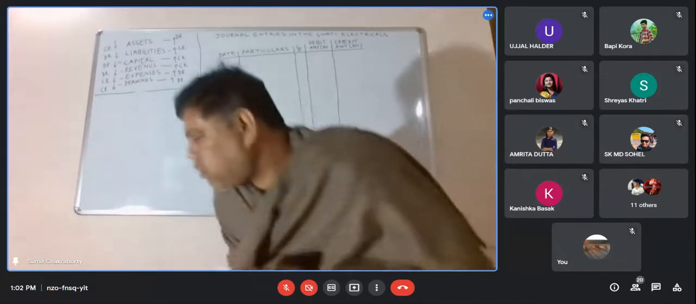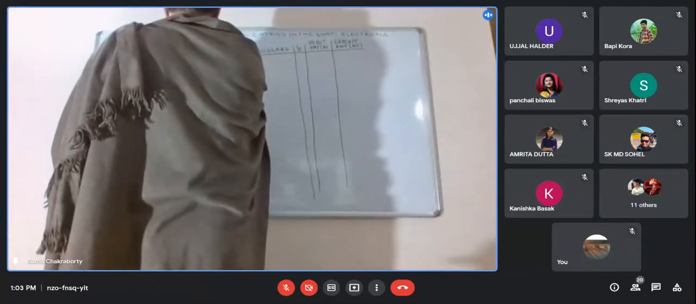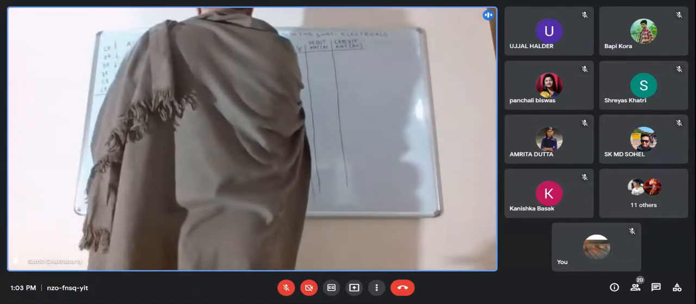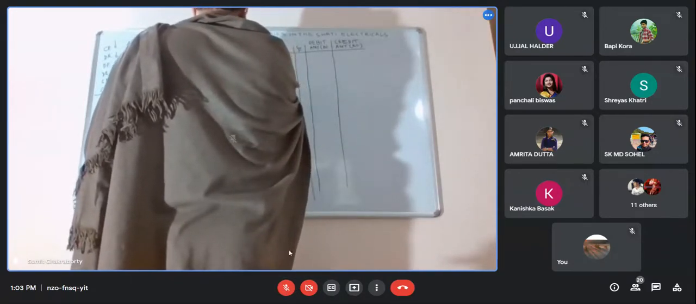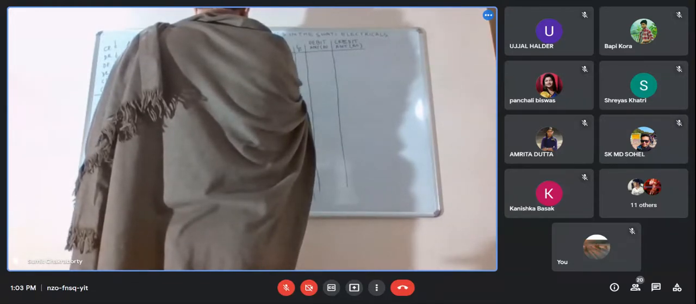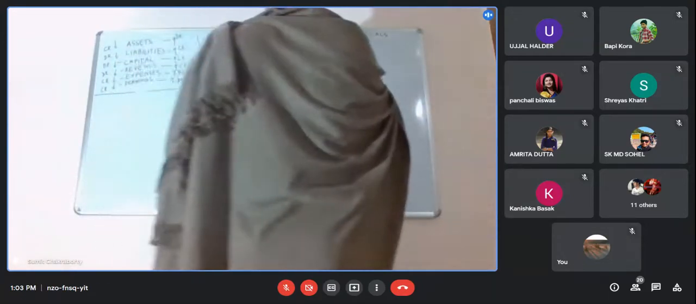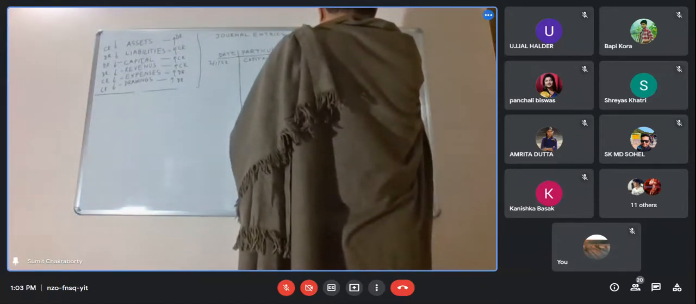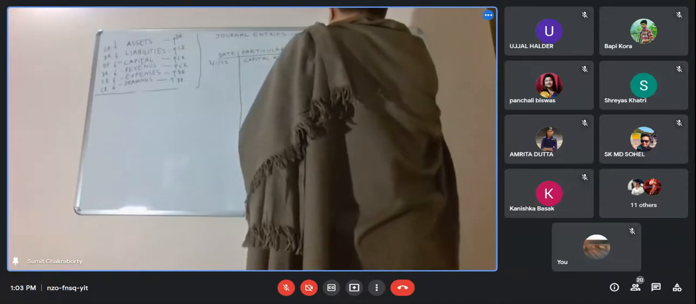and amount. Date is 2/1/22. Particulars, which account came first? Capital, right? Capital account. How much is the debit amount? Capital is credit. How much? 1 crore. Cash account, 2/1/22.